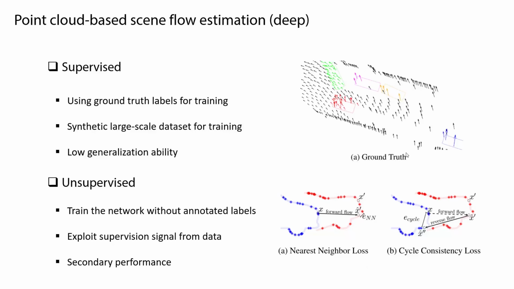And for the unsupervised methods, also called self-supervised methods, we can train the network without annotated labels because our designed framework can exploit supervision signals from the data. For example, we can design specific self-supervised losses. As you can see in the bottom figures, the nearest neighbor loss and the cycle consistency loss can introduce some constraints to the output of the network, and thus they can provide the supervision signal. However, without the hard supervision from ground truth labels, self-supervised methods usually have secondary performance.